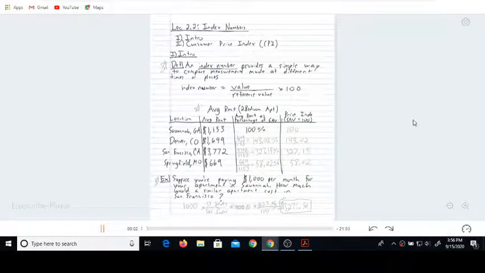Alright, here we have lecture 2.2. So this is unit 2, lecture 2, and here we introduce and cover the concept of index numbers.